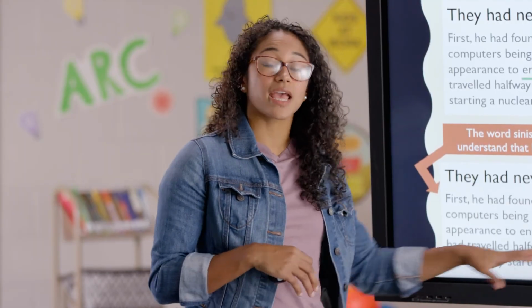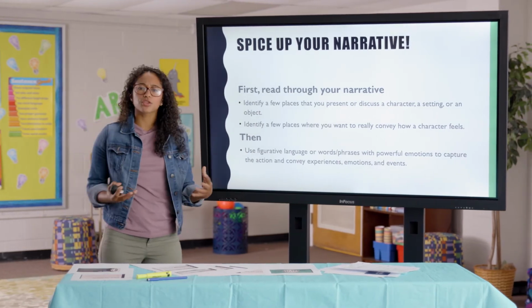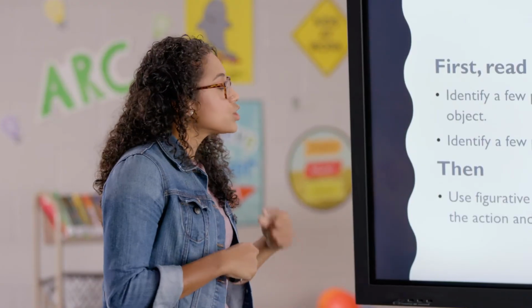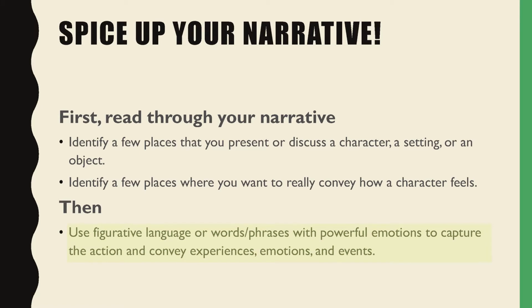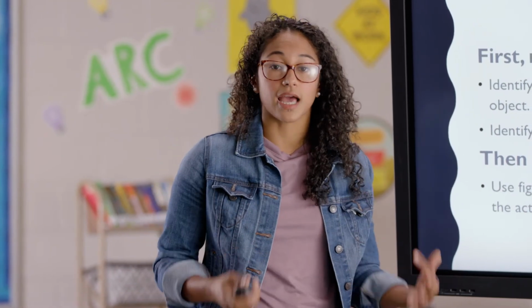And you guys are going to do the same thing in your narrative. So I want you to sit and look through your narrative. Identify some places where you present or discuss a character, a setting, a place, or an object, and identify places where you really want to convey how a character feels. So you can go through, highlight, circle them. Then I want you to use figurative language or words with powerful meanings and powerful emotions to capture the action and convey experiences and emotions and events just like Anthony Horowitz did in The Calculation.